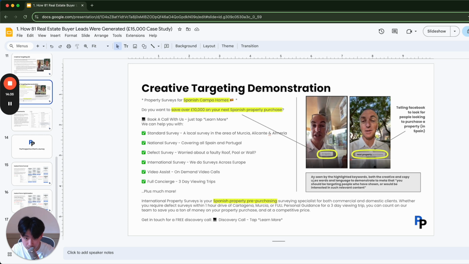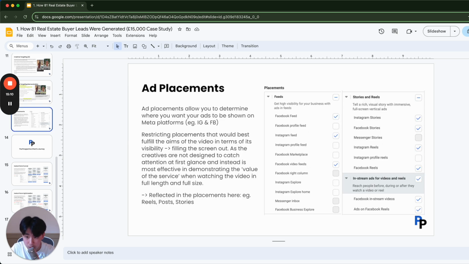Cool, now I'll demonstrate how the creative targeting works. As seen by the highlighted keywords, both the creative and copy use words and language to demonstrate to Meta that you should be targeting people who have shown or would be interested in such relevant content, as seen by the highlighted copy as well as the caption or words spoken in the creative. So let's go on to ad placements.